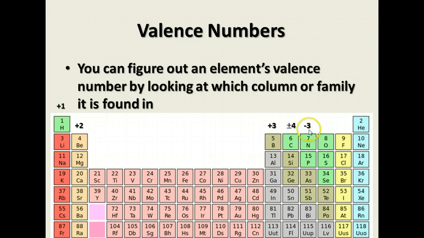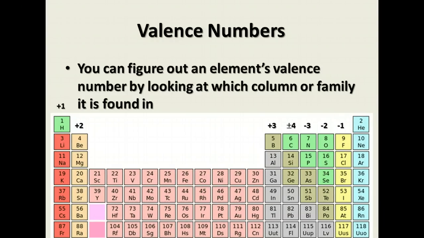The next one has 5 electrons in its outermost energy level, so it's going to be easier for it to gain 3 than it is to lose 5. It's going to take less energy for that to happen. In the oxygen family, they have 6 electrons, so they have a tendency to gain 2 electrons. This halogen family, the fluorine, chlorine, bromine, and iodine, have 7 electrons. It's really easy for them to gain 1 electron and have a -1 charge.